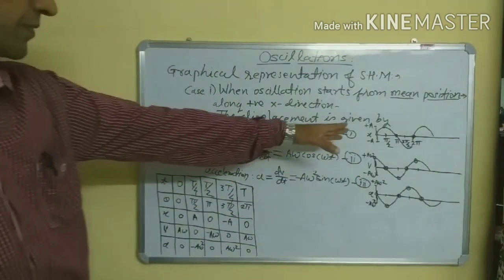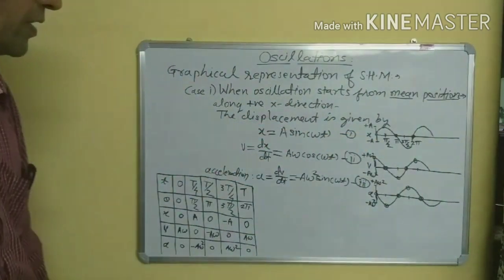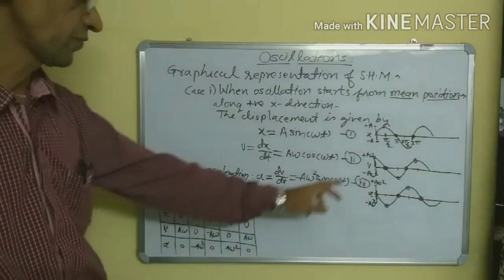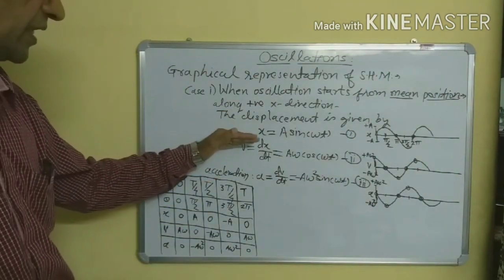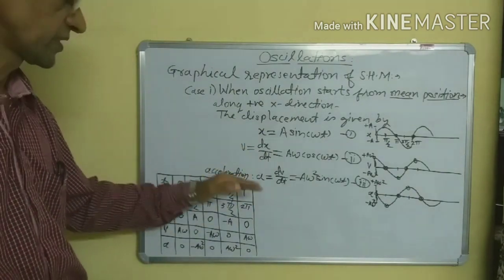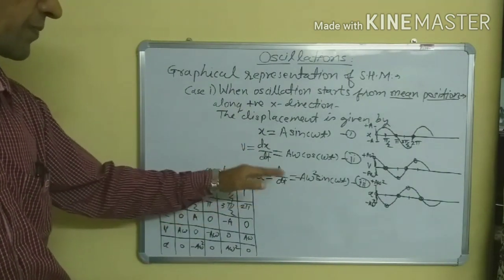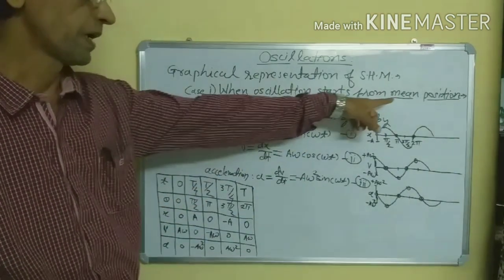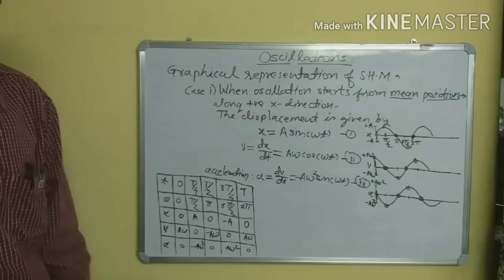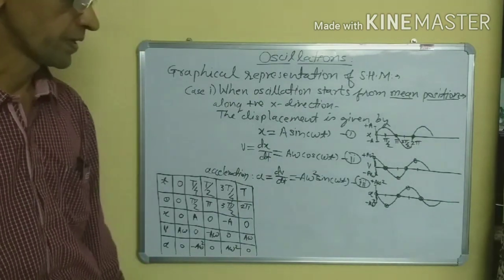So these are the graphical representations of displacement, velocity and acceleration, using the table and the expressions for displacement, velocity and acceleration of a particle performing linear simple harmonic motion when the particle starts from the mean position. Let us stop here. Thank you.